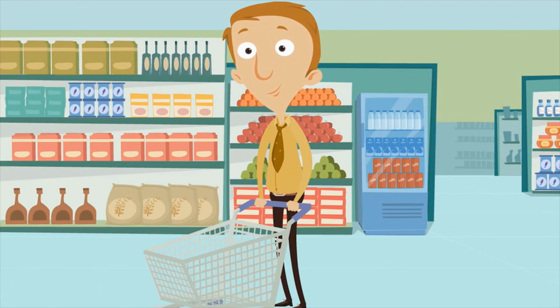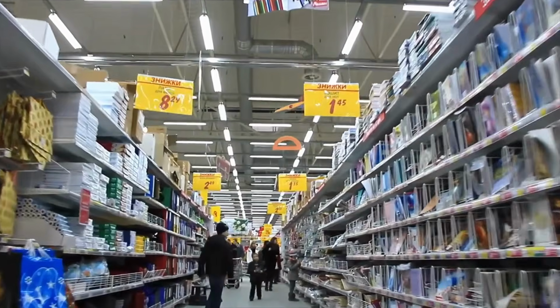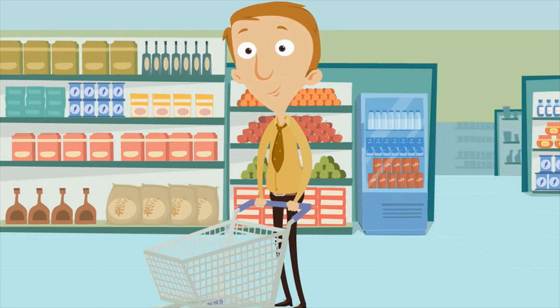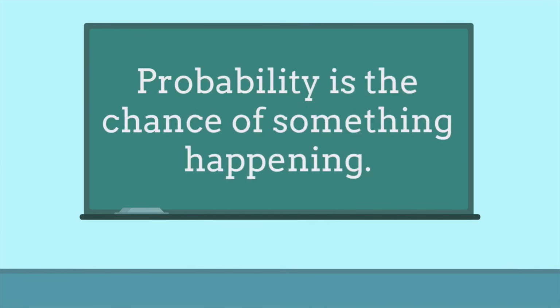It might be impossible to buy a green balloon from this store today, but there's no way I'm giving up. I can go somewhere else and look for a green balloon, or come back here another day once they get more green balloons in. All right, so probability is the chance of something happening.